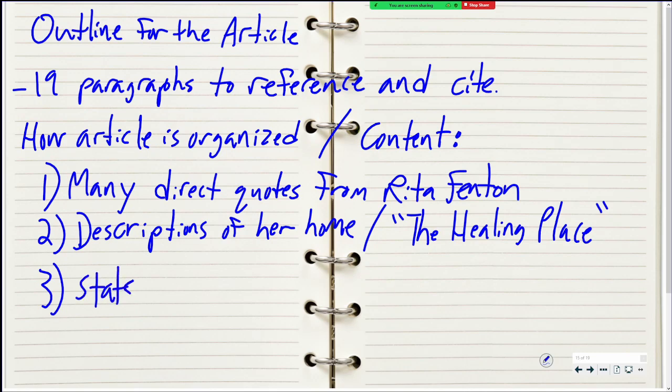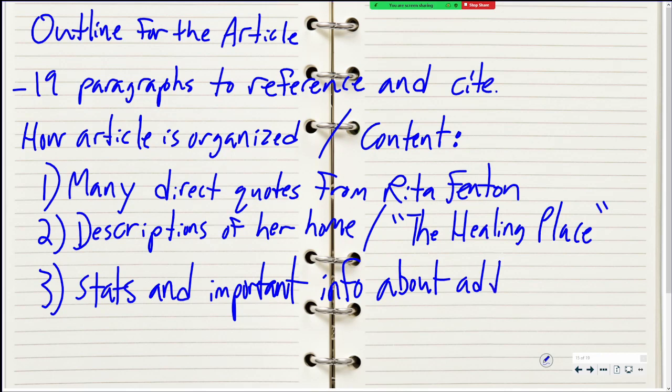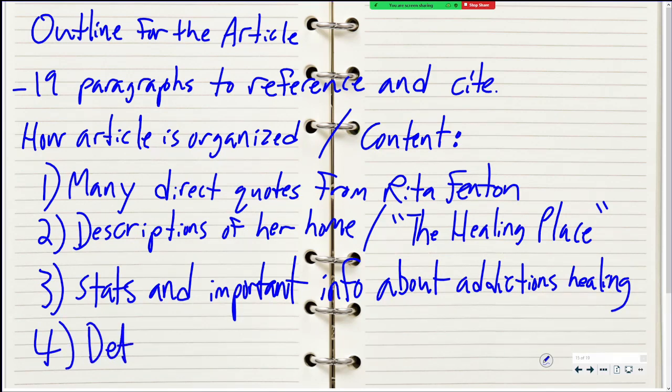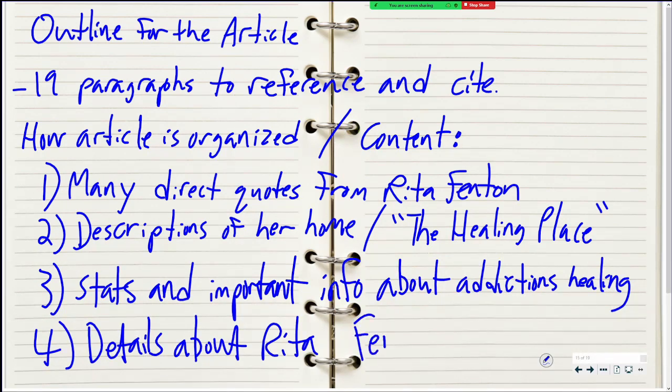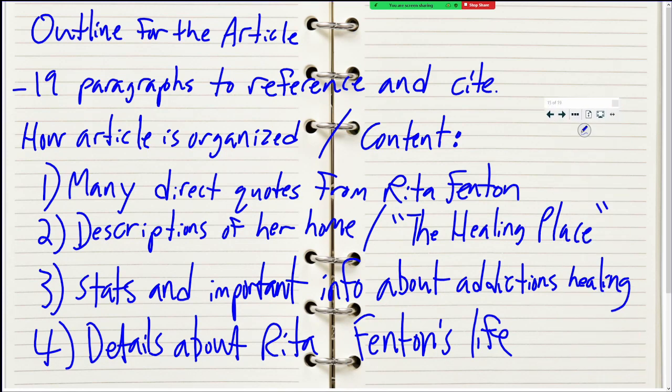We have stats and important info that Willow Fiddler included about addictions and healing. So you might want to pull that, right? And then we also have details. We have details about Rita Fenton's life. And that, I guess, we're talking past, present, and future too, right? What she's done in the past, what led her here, what she's doing right now, and what she will most likely do in the future, right?